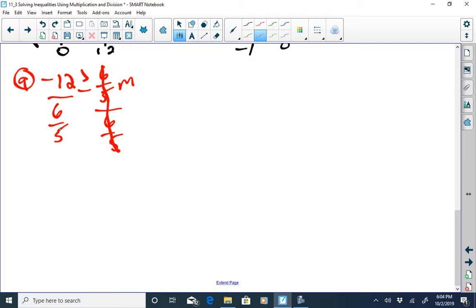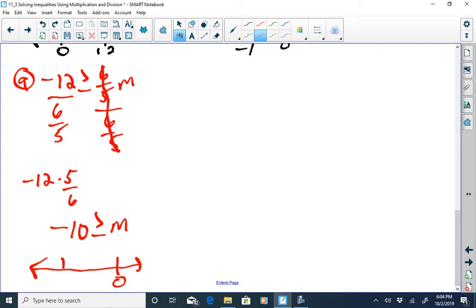So what is -12 divided by 6/5? Well, that's going to be -12 times 5/6. And what is -12 times 5/6? That should be -10. So we wind up with -10 is greater than or equal to m. All right, let's check that solution. So we have 0. We have -10. It's going to be a closed circle at -10. But because it's a reversed inequality, reversed because the variable's on the right side, my solution should go in the opposite direction of my inequality symbol.